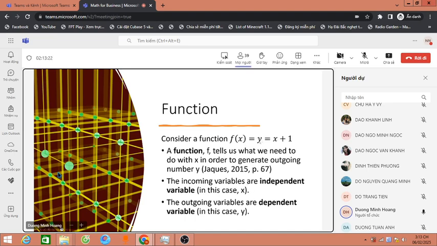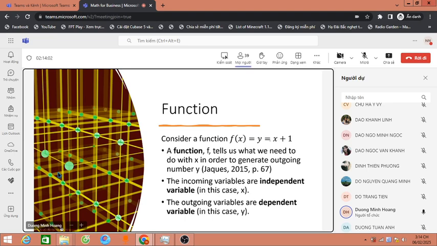Okay, so if we write down y equals x plus 1, that means you can freely choose what value of x to put into the function. You can freely choose the value of x and then put that value of x in the function. So that's why x in this case is what we call the independent variable.